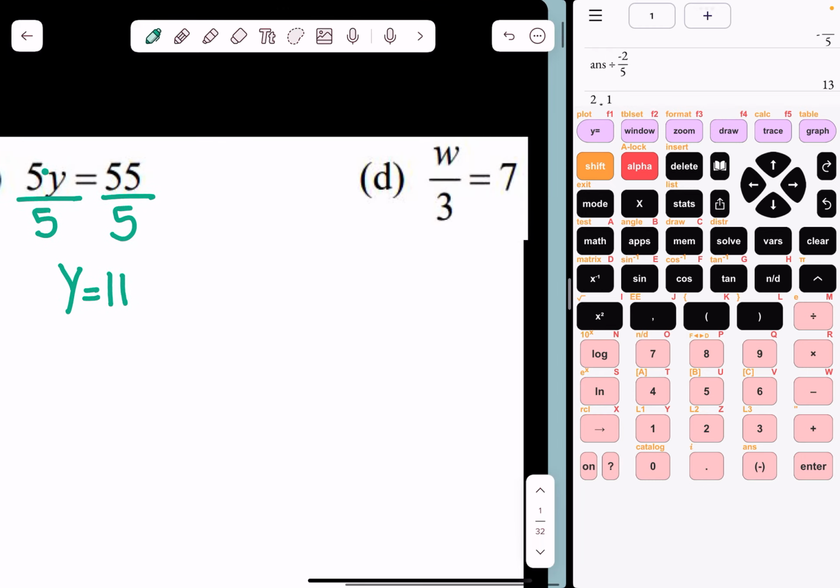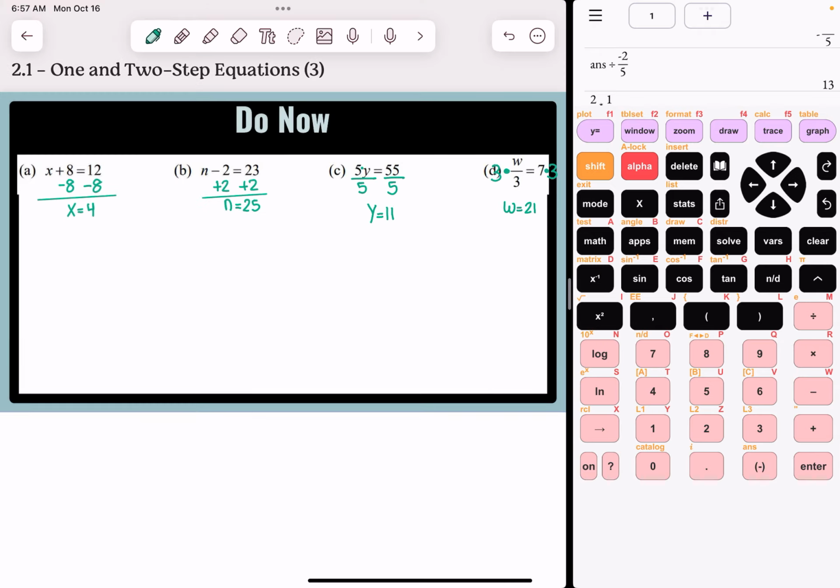And this last one, we need to get rid of the divided by 3, and the opposite of dividing by 3 is to multiply by 3. So then 7 times 3 is 21. And that is how we would solve those 4 equations.